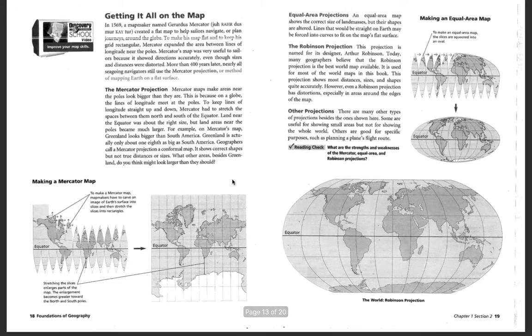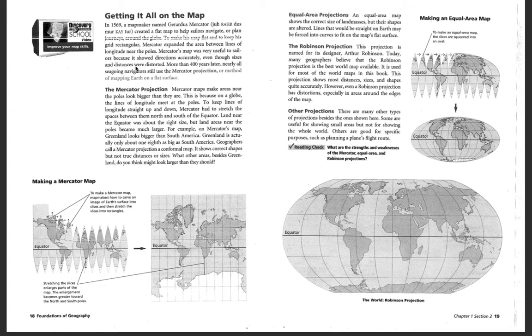Okay, moving on to the next section about getting it all on the map when we're talking about the whole globe, not just a local map. In 1569, a mapmaker named Gerardus Mercator created a flat map to help sailors navigate or plan journeys around the globe. To make his map flat and to keep his grid rectangular, Mercator expanded the area between lines of longitude near the poles. Mercator's map was very useful to sailors because it showed directions accurately.